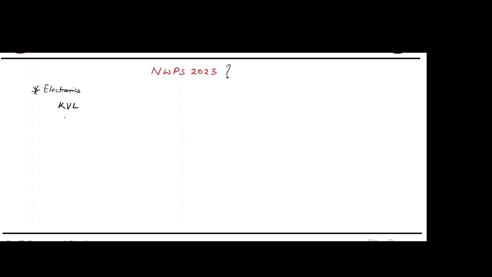The reason why I'm teaching you this again is because throughout my session, from the beginning to end, I will be using KVL only. And by using KVL, I will try to solve and find the answers of around 20 to 30 questions. So that's why I'm teaching you this again. So KVL means what? Kirchhoff's voltage law, right?